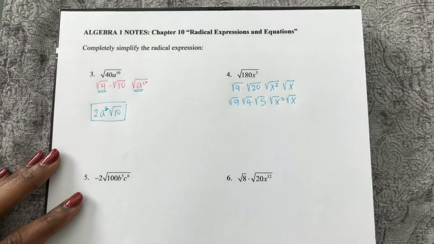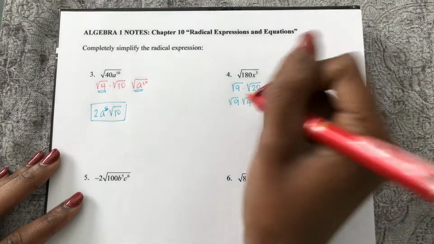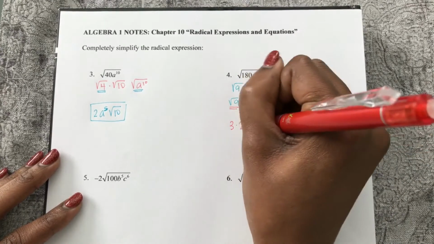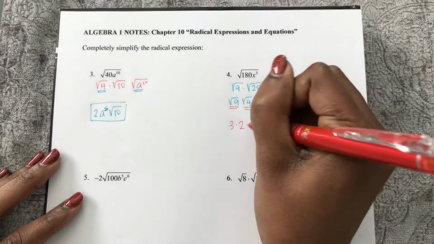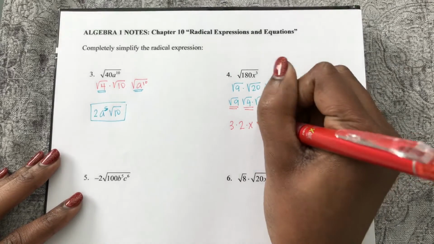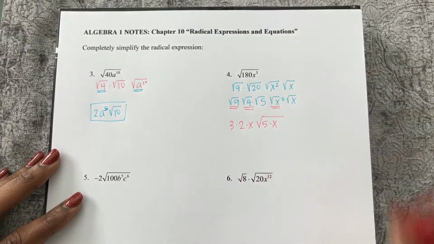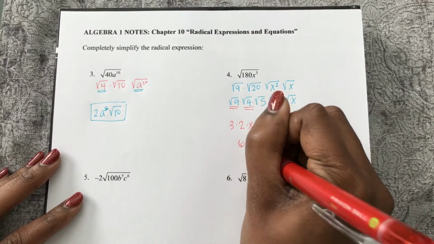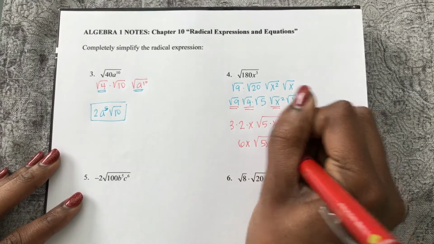So now that I have that broken down, let me simplify my perfect squares. Square root of 9 is 3. Square root of 4 is 2. Square root of x squared is x. And I have 5 times x in my radical now. So simplifying my coefficients, 6x square root 5x.